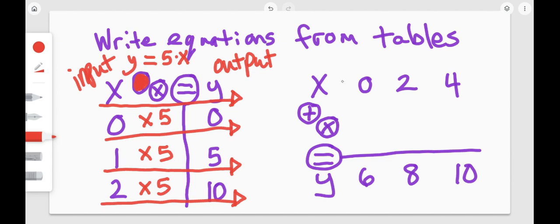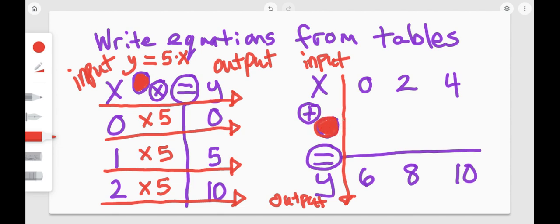Now we also have horizontal tables, but we're going to start with the x, and we're going down here. So we're starting with x to see what's going on for the input, and then the output is going down. So we're looking to see how do we go from 0 to 6. Well, if you multiply anything times 0, you would get 0. So we know that it is not multiplying. So we're going to add, then 0 plus something would equal 6. And we know our facts here, 0 plus 6 is 6.